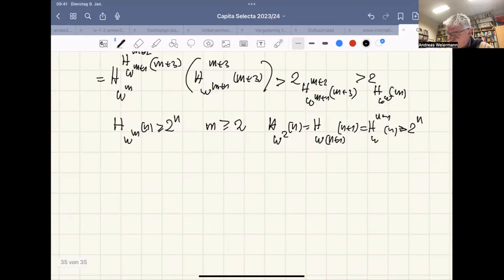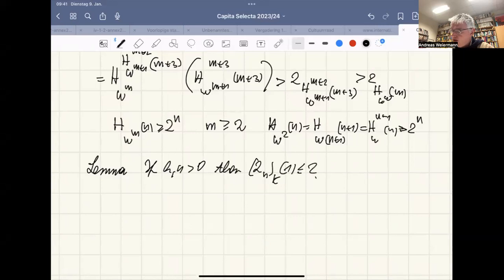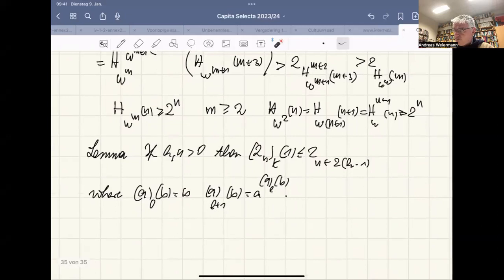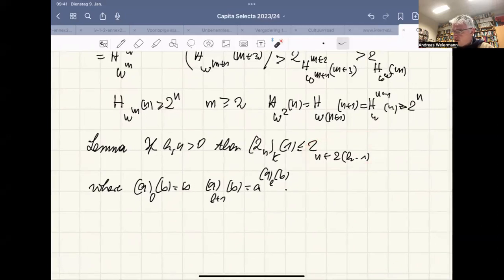Need another technical lemma, which I already used for the Hydra battle. K and n are bigger than 0, then 2n k of 1 is less than or equal to 2n plus 2k minus 1, where this notation here means a 0 of b is b, and a l plus 1 of b is a to the a l of b. So we have here a k times iterated exponential of another n times iterated exponential. This can be resolved into one exponential, and surprisingly, this grows not too quickly. The reason is the type of bracketing. Proof.